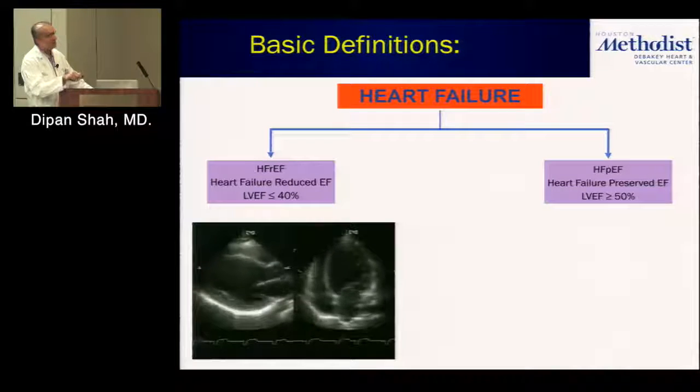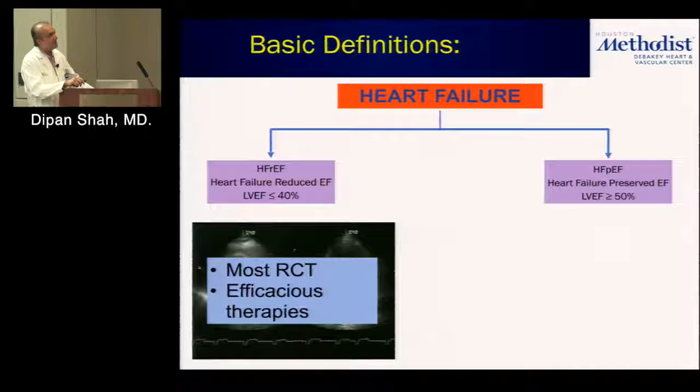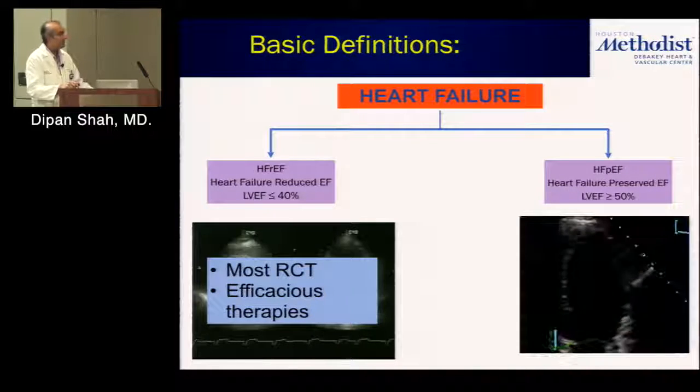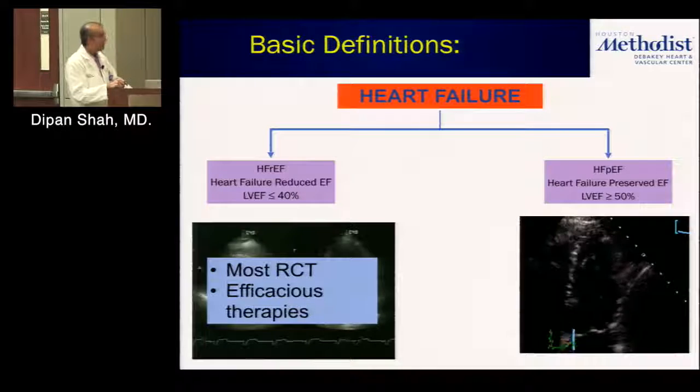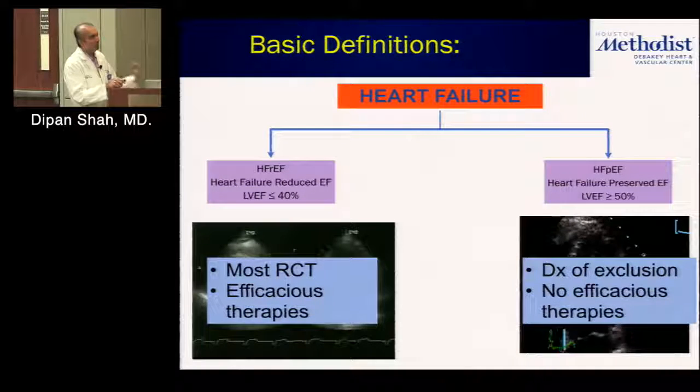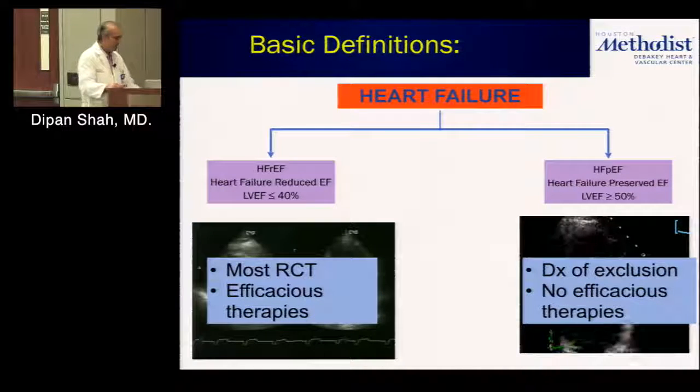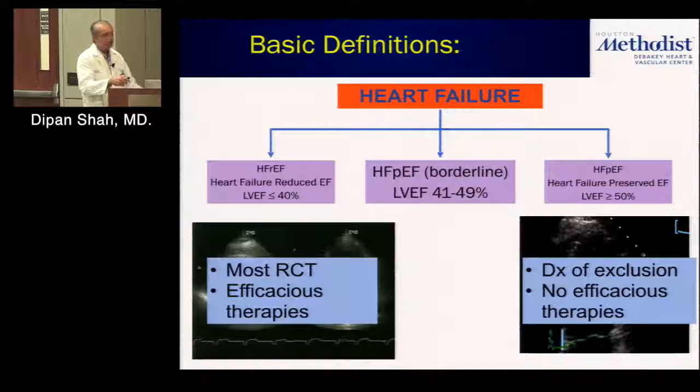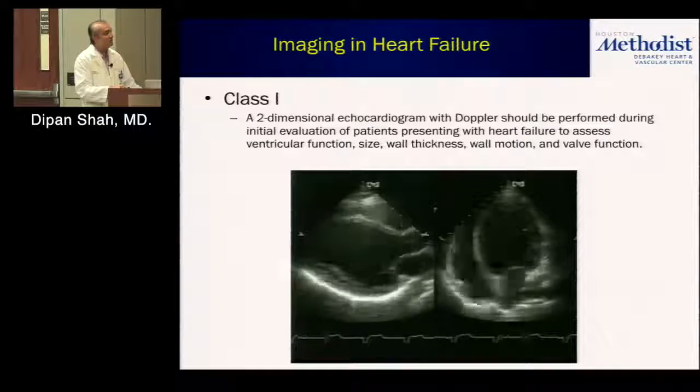And I think this important distinction is key because what we know today is that most of our randomized clinical trials have studied this patient population. This is a population that's been demonstrated to have efficacious therapies. Unlike heart failure with preserved ejection fraction, or HFpEF, which is really a diagnosis of exclusion, and one for which currently, I don't think we have much in the way of robust efficacious therapies available. And then there's this group in the middle, which is HFpEF with borderline EF, when the EF is between 40 and 50.